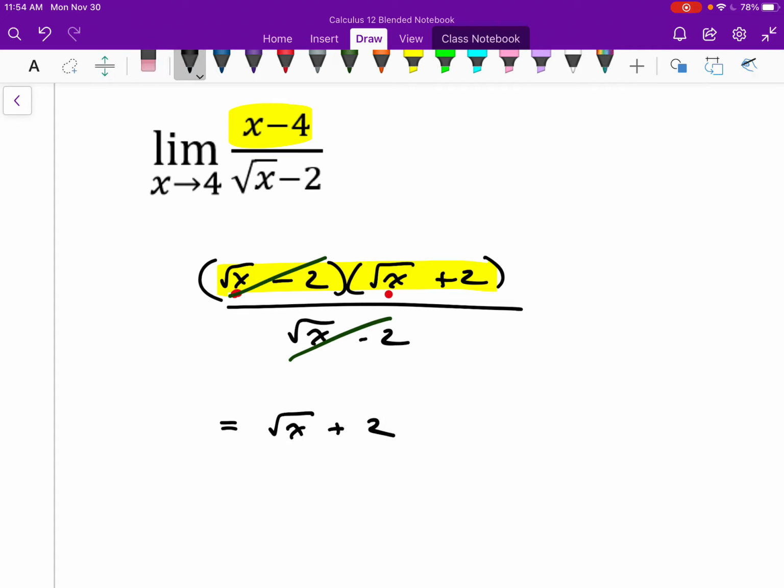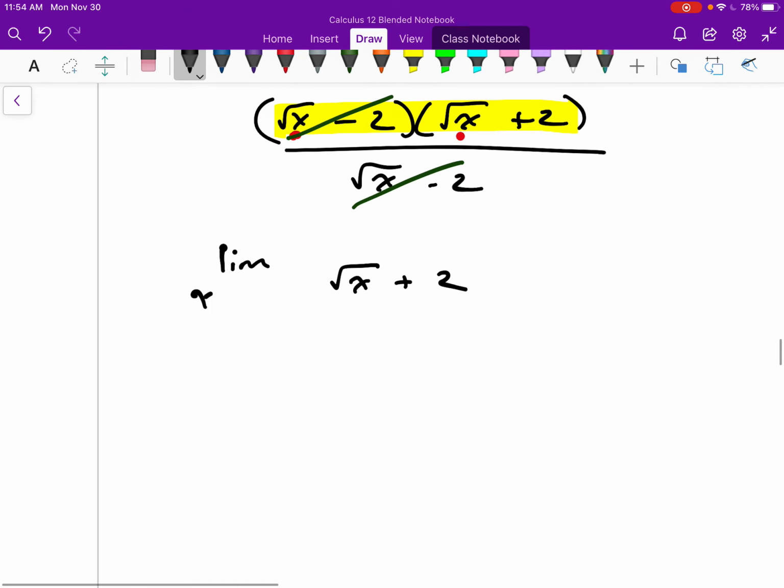And now at this point, there is literally nothing stopping me from just substituting x with 4. And so let's actually evaluate the limit. So now I'm going to write again the limit as x approaches 4. And I'm going to substitute x with 4. And you can see the answer, I'm sure. The square root of 4 plus 2 is 2 plus 2. So 4.